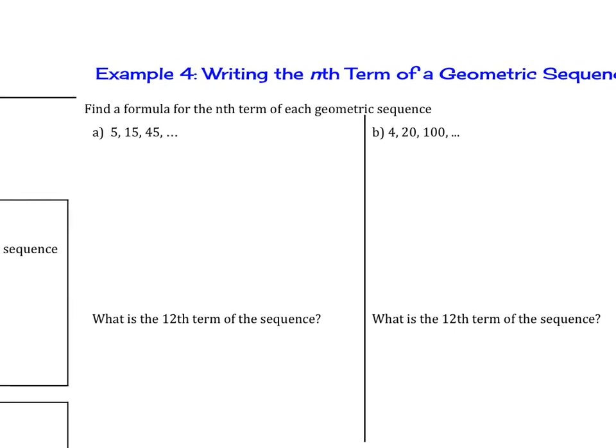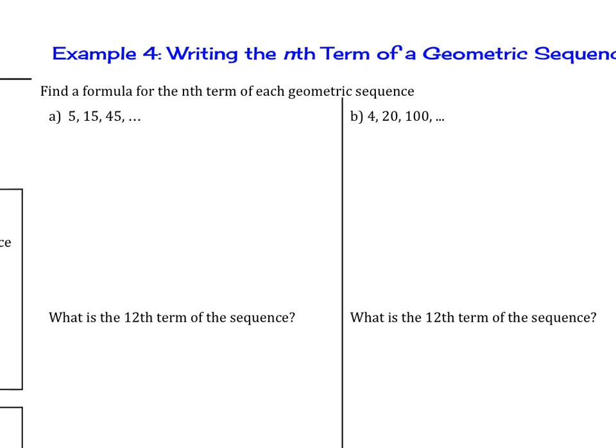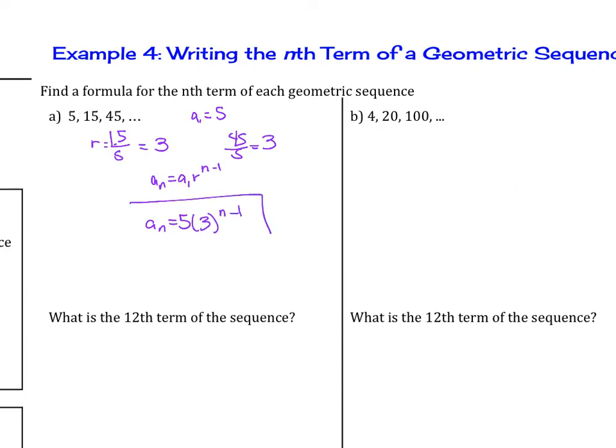Now let's write the nth term of a geometric sequence. Find a formula for the nth term of each geometric sequence. We know in letter A that the first term is 5. Then we want to find the common ratio. That's 15 over 5, which is 3. And if you check 45 over 15, that is still also 3. So then we write the formula. Remember the formula is a sub n equals a sub 1 times r to the n minus 1. So you write a sub n equals 5 times 3 raised to the n minus 1.